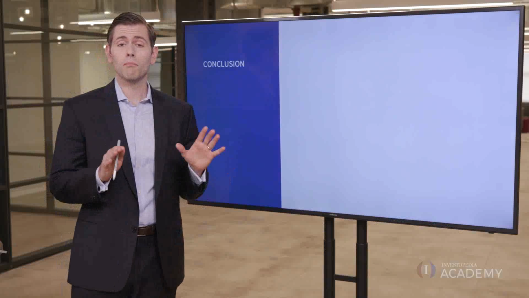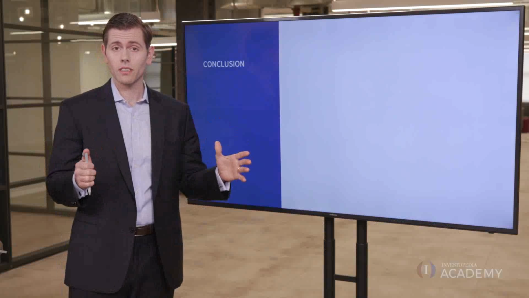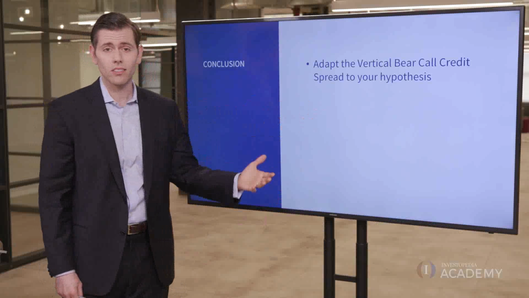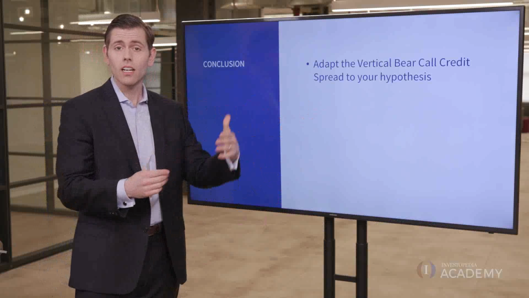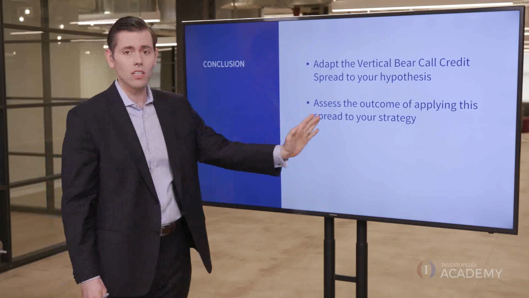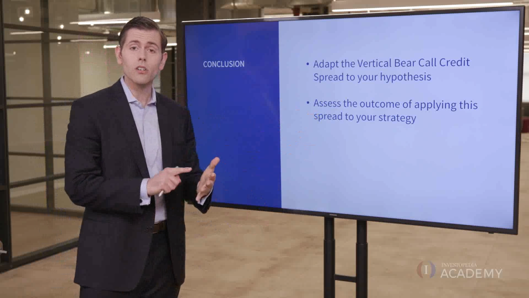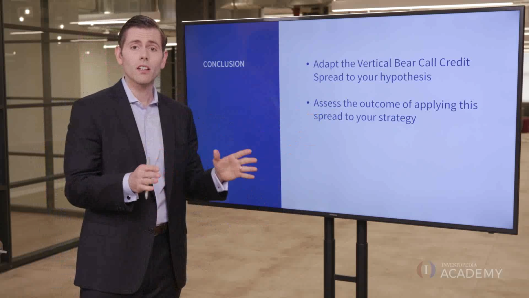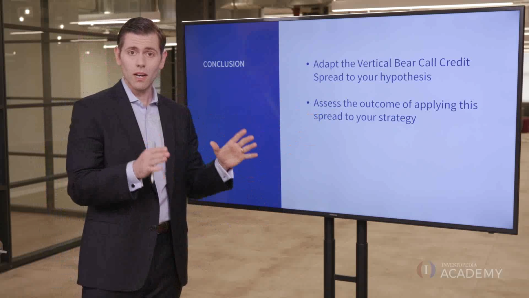So to review, with a bear call spread, you need the stock to fall in order for this to be a profitable trade. Remember, adapt the vertical bear call credit spread to your hypothesis. You need to have some negative downside event for the stock in order for this to play out. Also, assess the outcome of applying this spread to your strategy. So know your break-even point, know your max gain, and know your max loss. I've provided another example for you in your workbook, so try and solve it yourself and see if you come out with the right results.